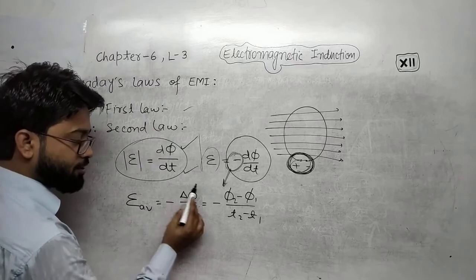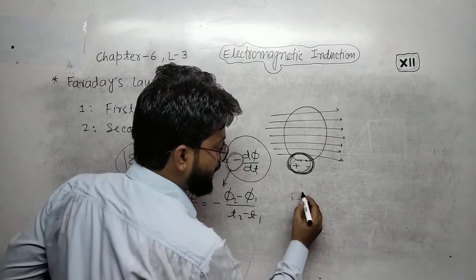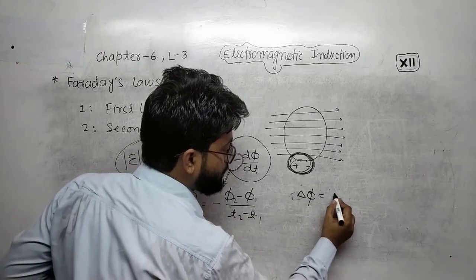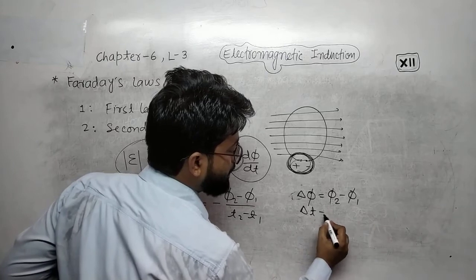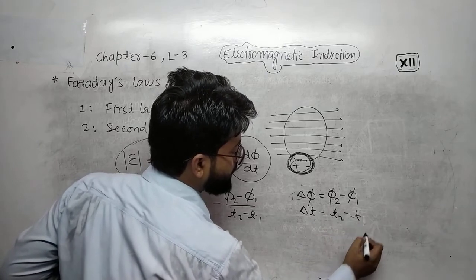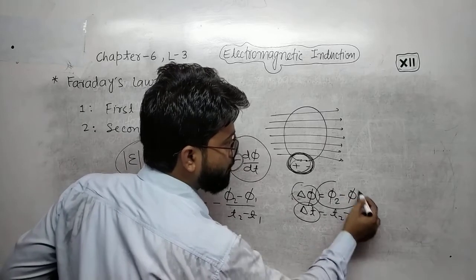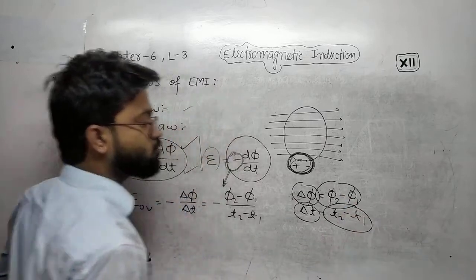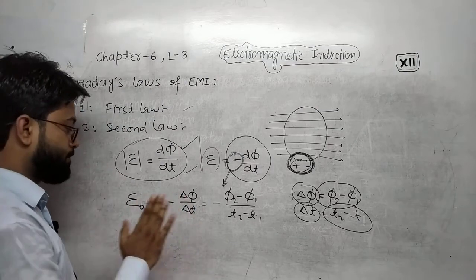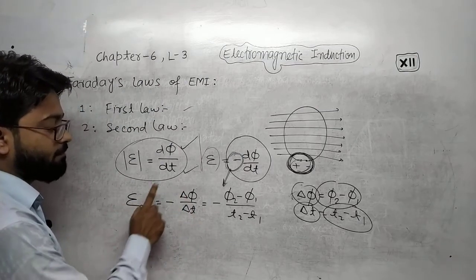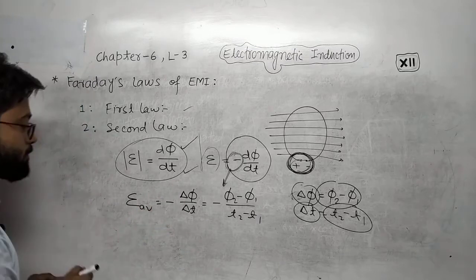Delta phi means change in flux, and delta phi is equal to phi 2 minus phi 1, and delta t is equal to t2 minus t1. This is the change in magnetic flux and this is the change in time. If you wish to calculate the average EMF, it will be equal to minus delta phi upon delta t.